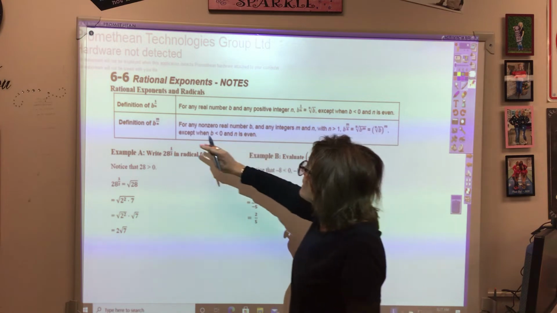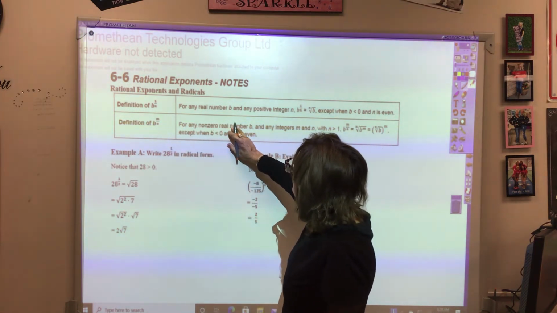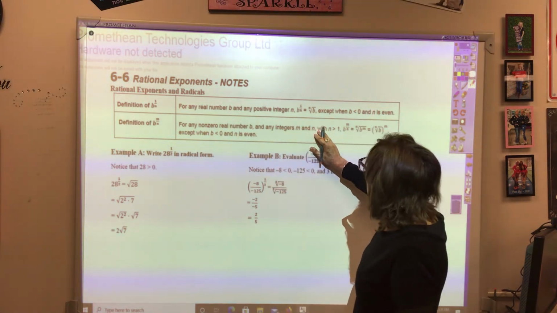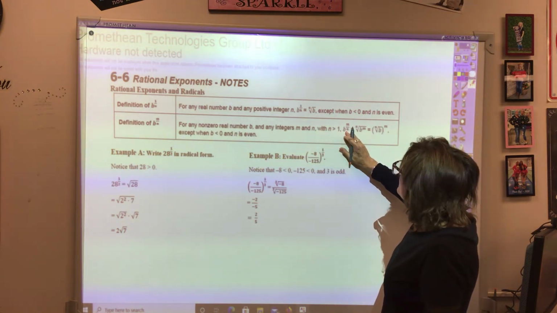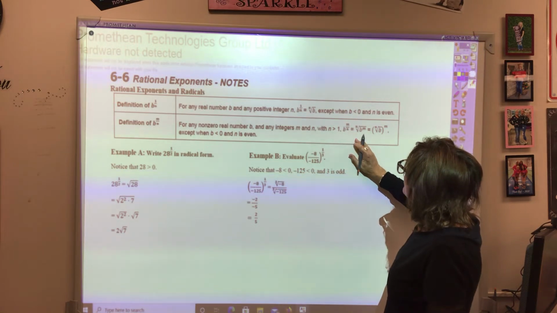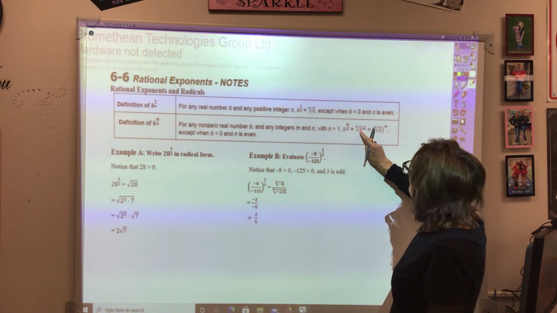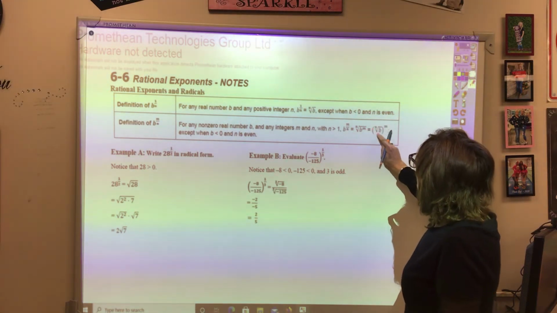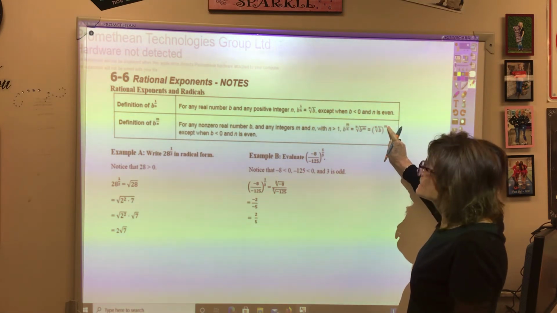The definition of b to the m over n power, for any non-zero real number b and any integers m and n with n greater than 1. What you do is take the nth root, so you take your denominator, put it over here, and take the nth root of b raised to the m power, or you can put it in parentheses and take the nth root of b, raised to the m.